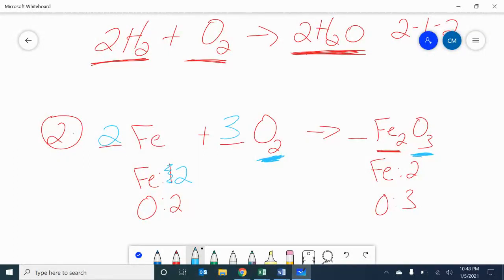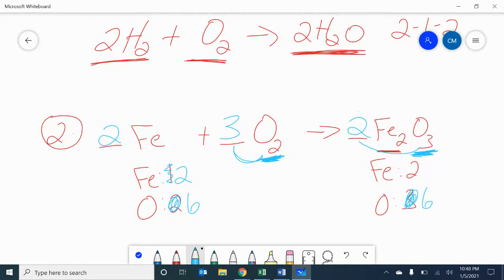So then I come over to the right of the arrow. What times 3 is 6? Well, that's a 2. Okay, so now my oxygens are balanced. 3 times 2 is 6. So now I've got 6 oxygens. 2 times 3 is 6. So now I have 6 oxygens.